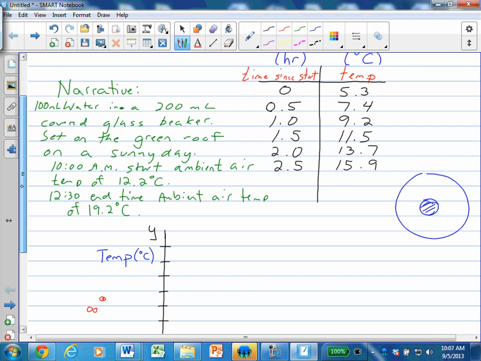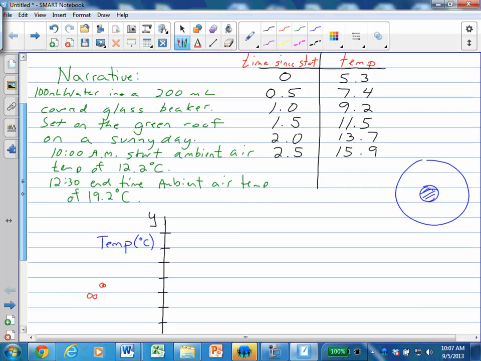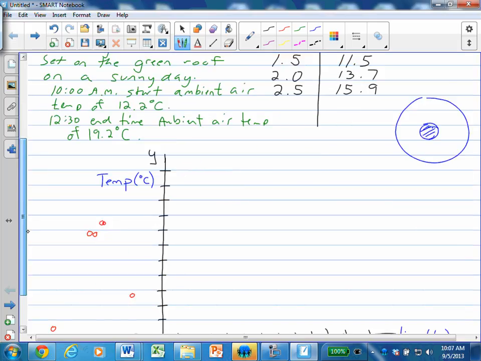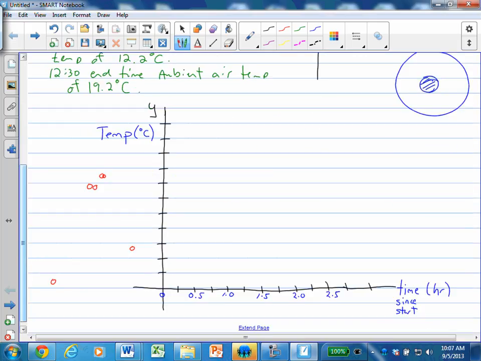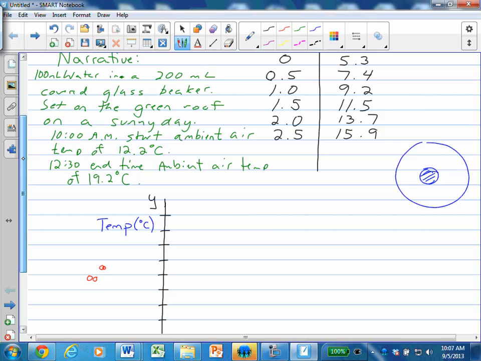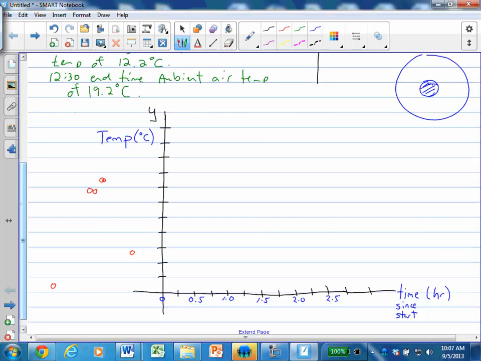The temperature goes from 5 to about 16, so that's about 11. We got 1, 2, 3, 4, 5, 6, 7, 8, 9. Well, I don't know, it's working out, but I didn't really plan it to work out that well. But 5, 6, 7, 8, 9, 10, 11, 12, 13, 14, 15, 17, right?